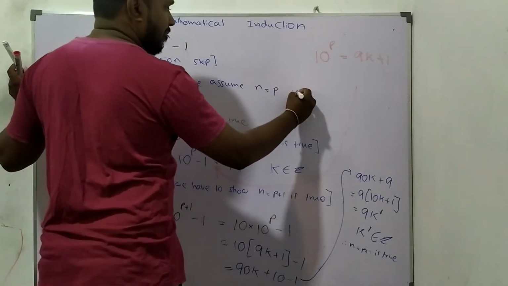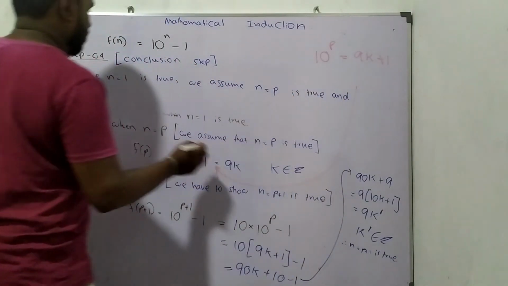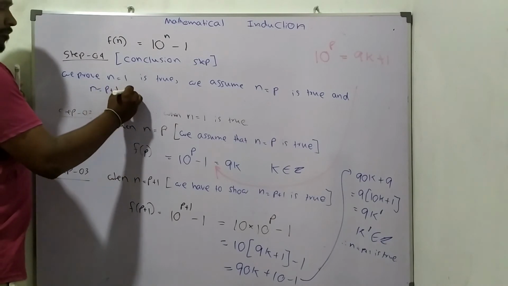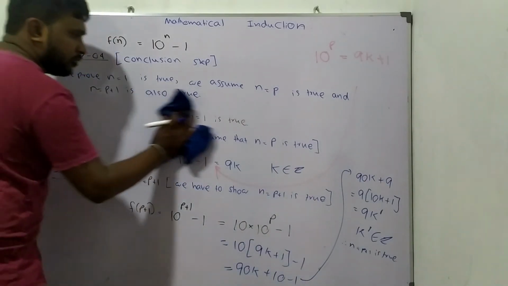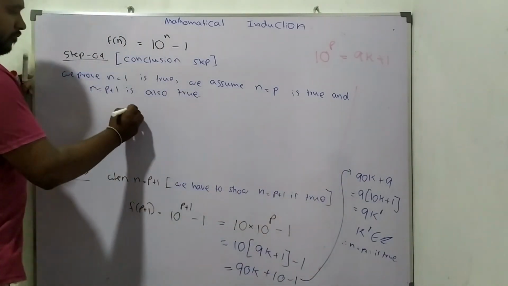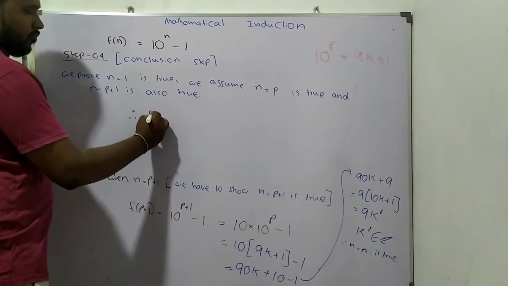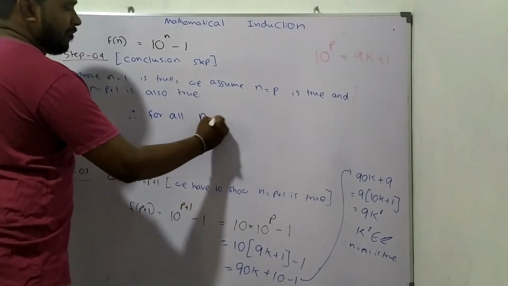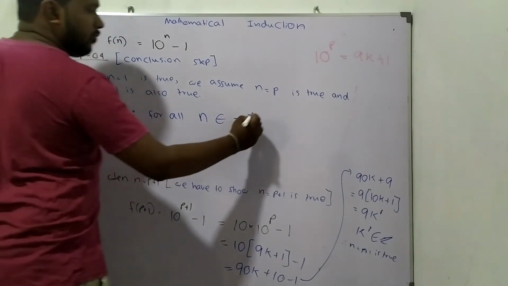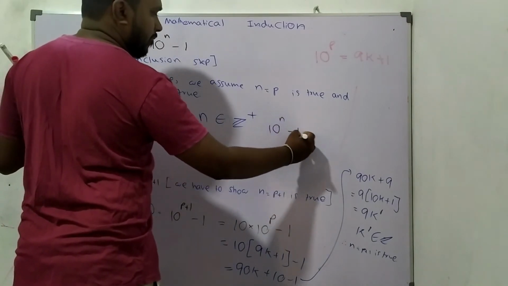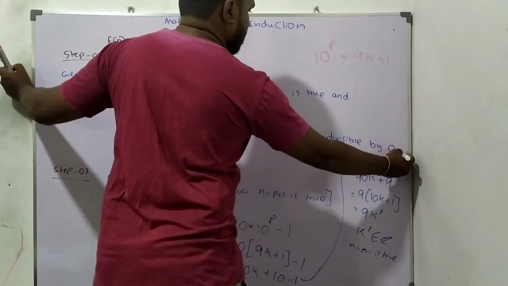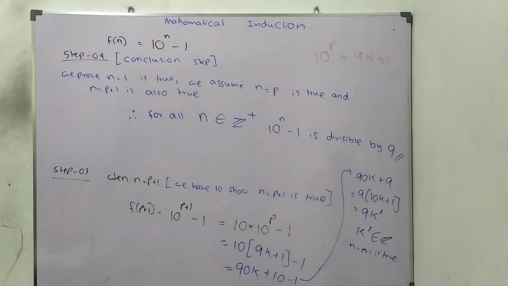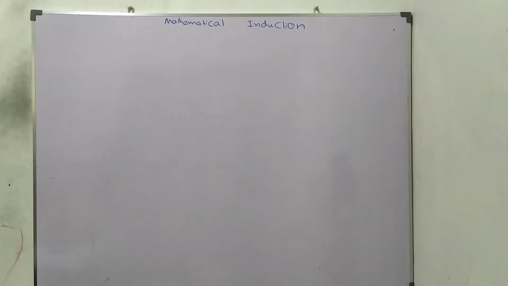n equals 1 is true, and we assume n equals p is true, and n equals p plus 1 is also true. So therefore, for all positive integers this statement is true: 10^n minus 1 is divisible by 9. This is our final conclusion. So you should state all these steps, right?